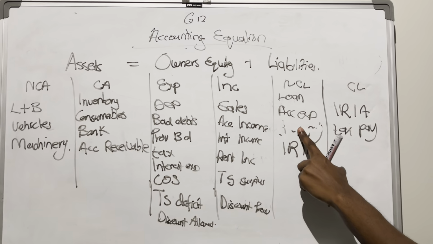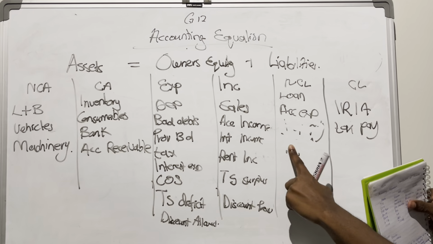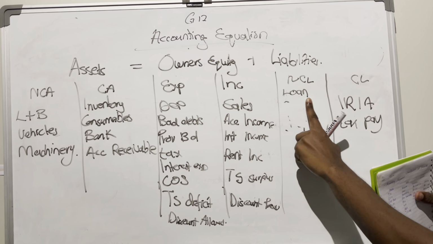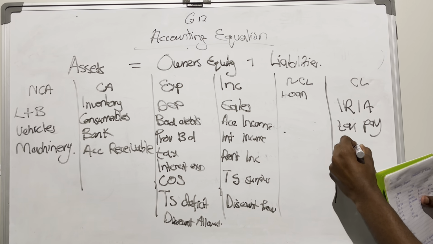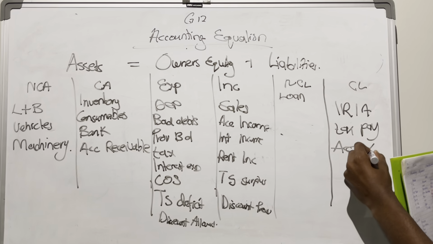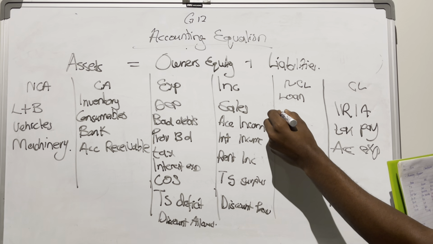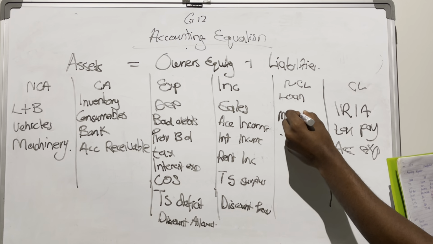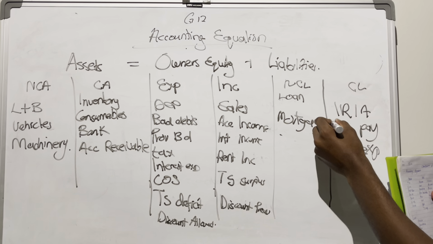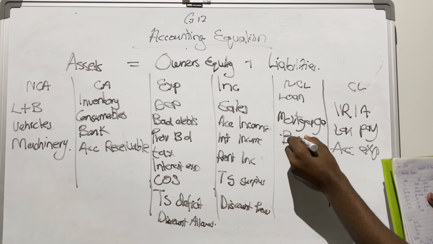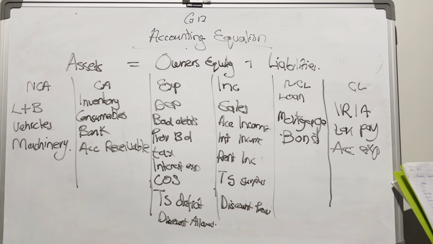So I'm going to remove them from here. I'm not supposed to be on this side. Your accrued expense. Here it's your loan, it's your mortgage. It's your mortgage bond. And yes, those are the most important accounts that you are going to be looking at throughout the whole year.